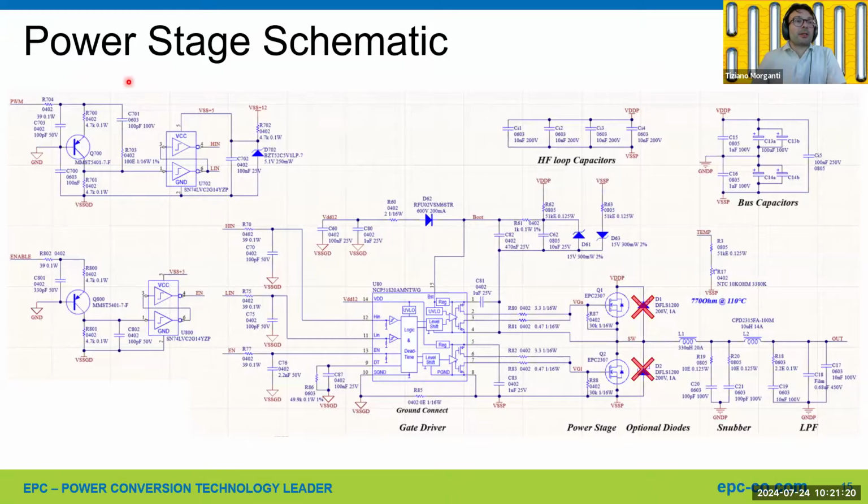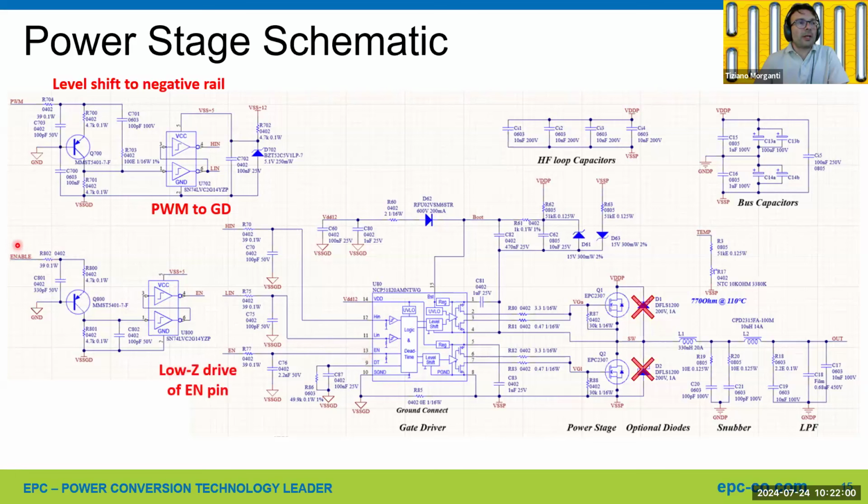So talking about the power stage, we can describe what we did in the schematic. We have a PWM input and a level shift to the negative rail. This is the low frequency DC path, and we have a high frequency path with this 100 picofarad bypass capacitor. Then we drive the gate driver with two opposite signals, and the gate driver implements the dead time generation. Then we have the enable input with just the level shifter to the negative rail and the input of the gate driver.